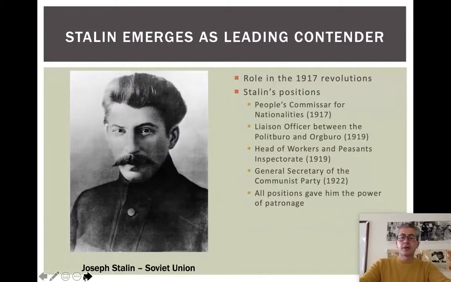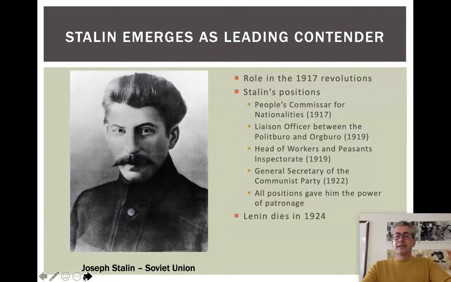Stalin will have a variety of positions throughout the Soviet government as well as the Communist Party. He is the People's Commissar for Nationalities in 1917. He's a liaison officer between Politburo and Orgbureau, which basically means he's going to be able to appoint individuals on various committees and agencies. He becomes head of the Workers' and Peasants' Inspectorate in 1919, so he's going to be able to dictate policies and appoint managers. He becomes the General Secretary of the Communist Party in 1922. And all positions gave him the power of patronage. And so, again, patronage is the ability to appoint and at least influence.